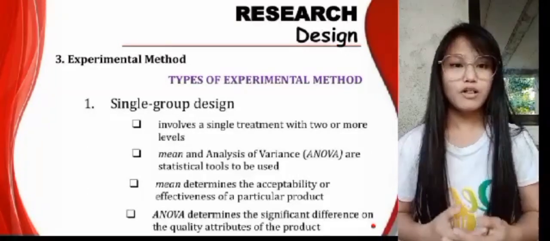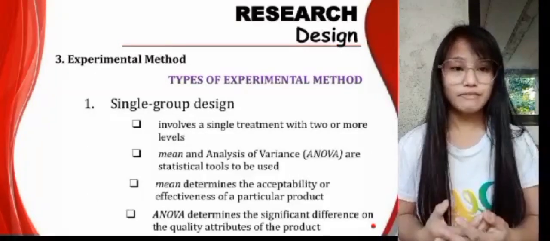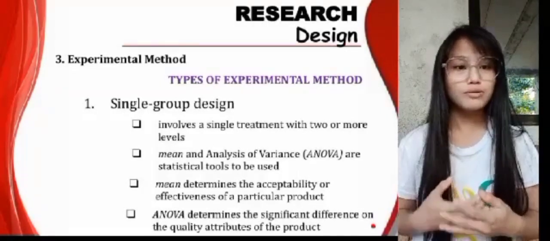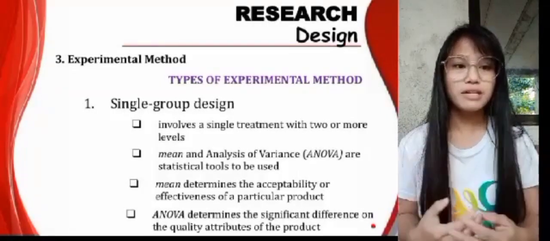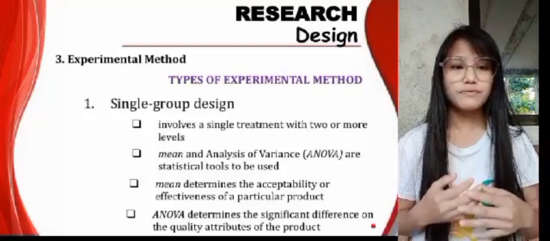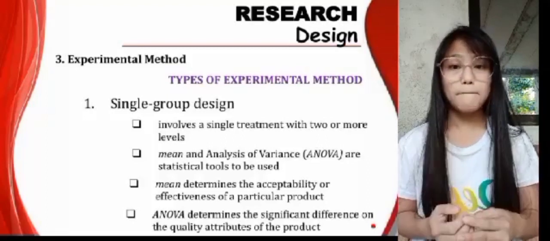Single group design involves a single treatment with two or more levels. Mean and analysis of variance, ANOVA, are statistical tools to be used. Mean determines the acceptability or effectiveness of a particular product. ANOVA determines the significant difference on the quality attributes of the product.